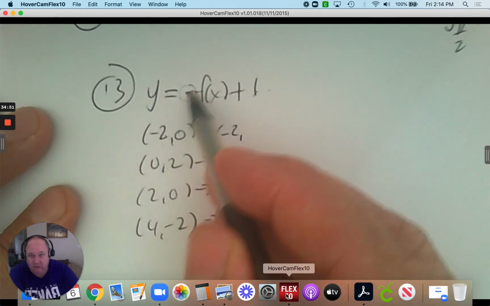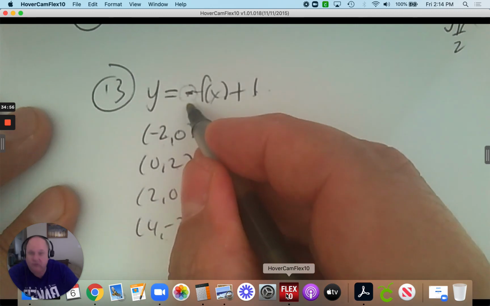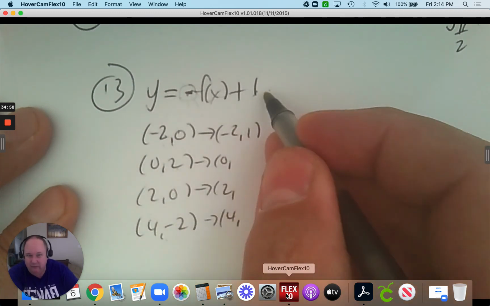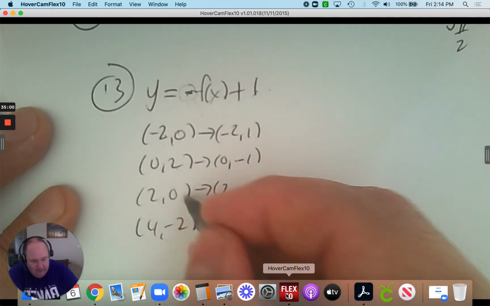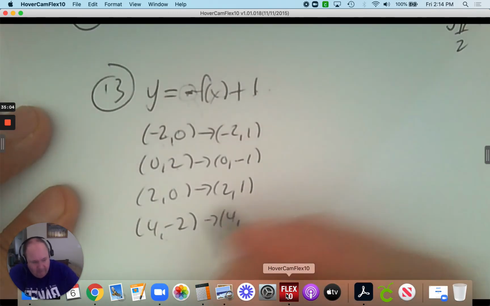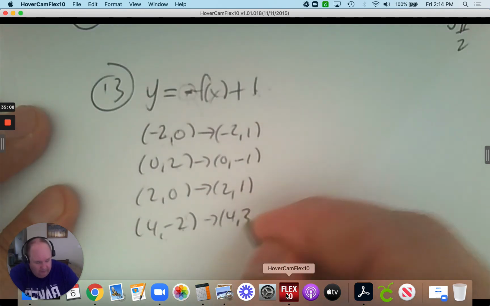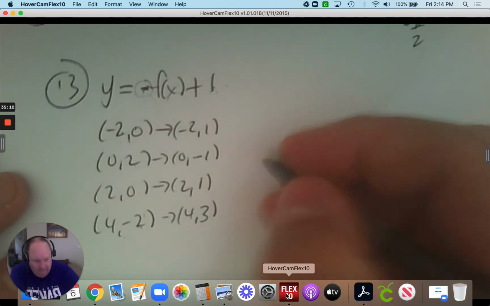So 0 times negative 1 is 0 plus 1 is 1. 2 times negative 1 is negative 2 plus 1 is negative 1. 0 times negative 1 is 0 plus 1 is 1. A negative times a negative is positive 2 plus 1 is 3. And those are the ones we're going to graph.